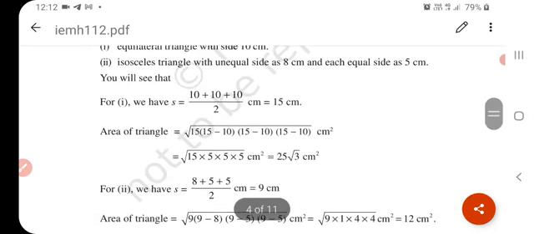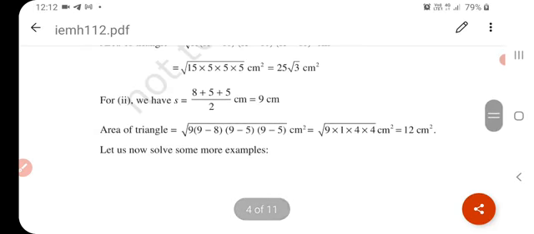So this is our Heron's formula: root of s into (s minus a), (s minus b), (s minus c). Here s is the semi-perimeter. And how to find the semi-perimeter? When you find the perimeter and divide it by 2, you get the semi-perimeter. Okay, so this is your Heron's formula, and with this formula you can find the area of any triangle. Okay, understand?